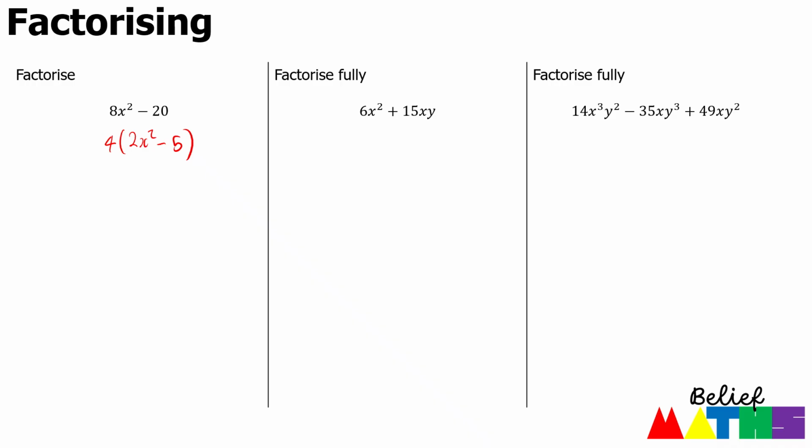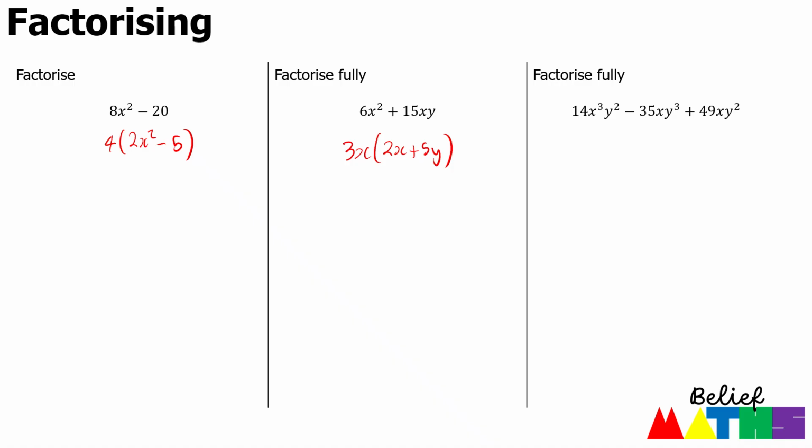In the next one, we can take 3x out of both of these, and we get 2x plus 5y. And that's it fully factorised. Now the reason it's factorised fully is because you could have just taken out 3, or you could have just taken out x, but they're not fully. You have to take both the 3 and the x out.